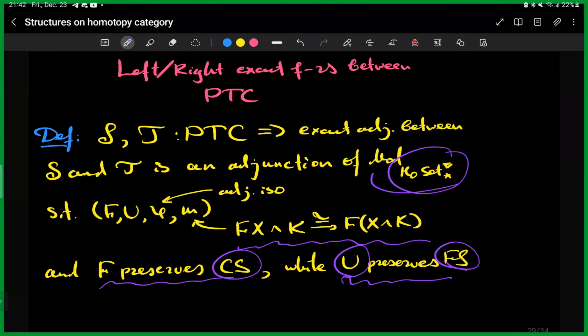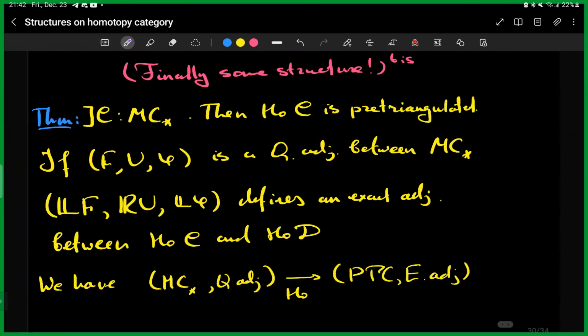Okay, so we have this notion of exact adjunction, and then we arrive at the second kind of structure on the homotopy category, this time of a pointed model category. So the theorem states that the homotopy category of a model category is pre-triangulated. First of all, if we have a Quillen adjunction between pointed model categories, then its total derived adjunction defines an exact adjunction between homotopy categories.